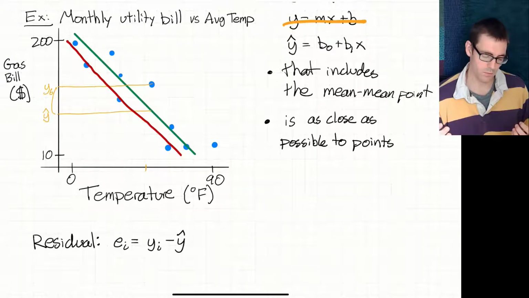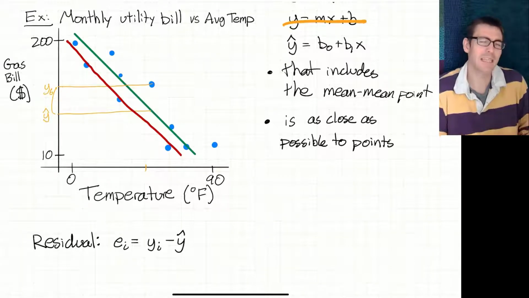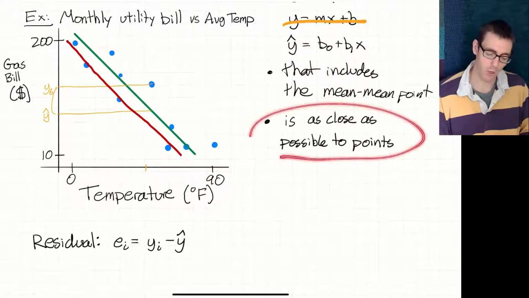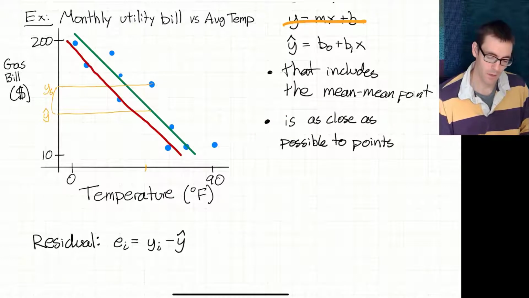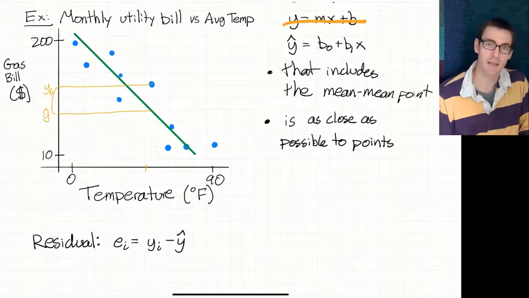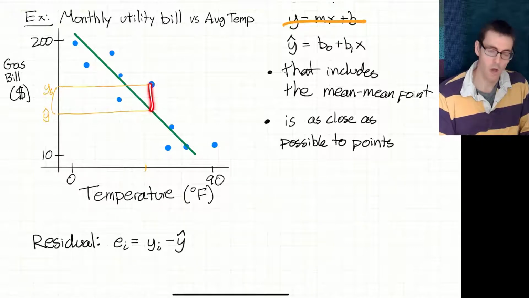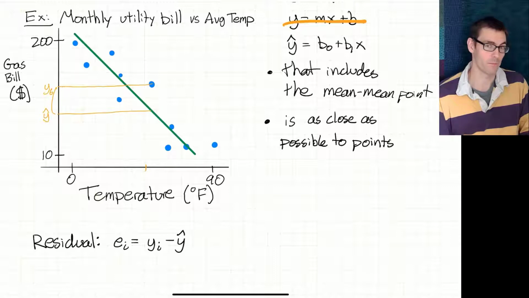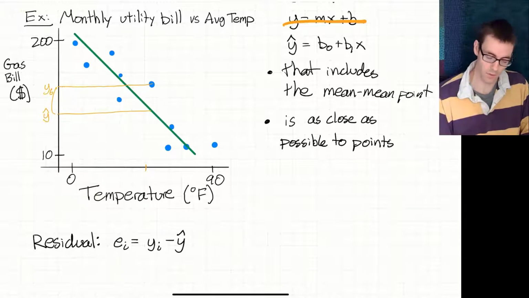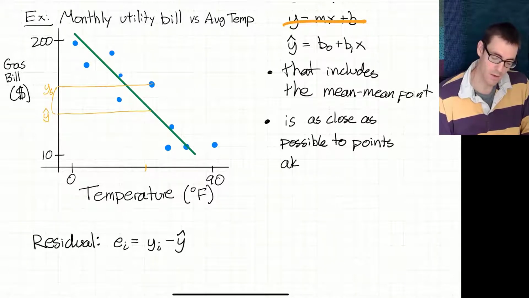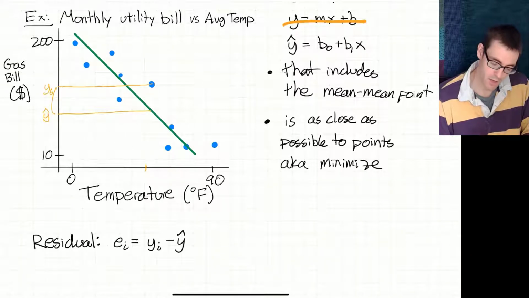So we want to come up with some sort of slightly different criterion to reflect the idea that we want to be as close as possible to the points. So instead of minimizing the total sum of the absolute values of the residuals, we're instead going to square them. So our goal is to be as close to the points as possible, aka we want to minimize the sum of the squares of the residuals.